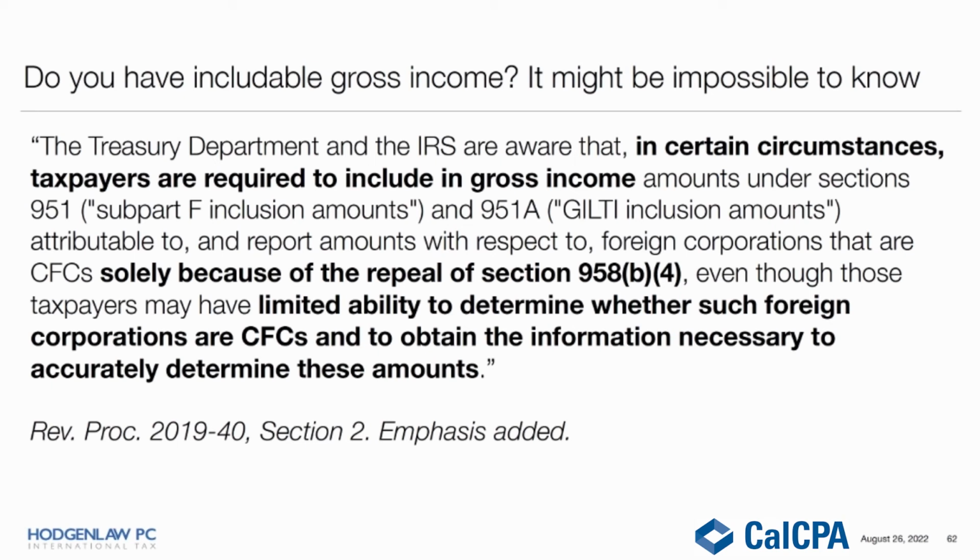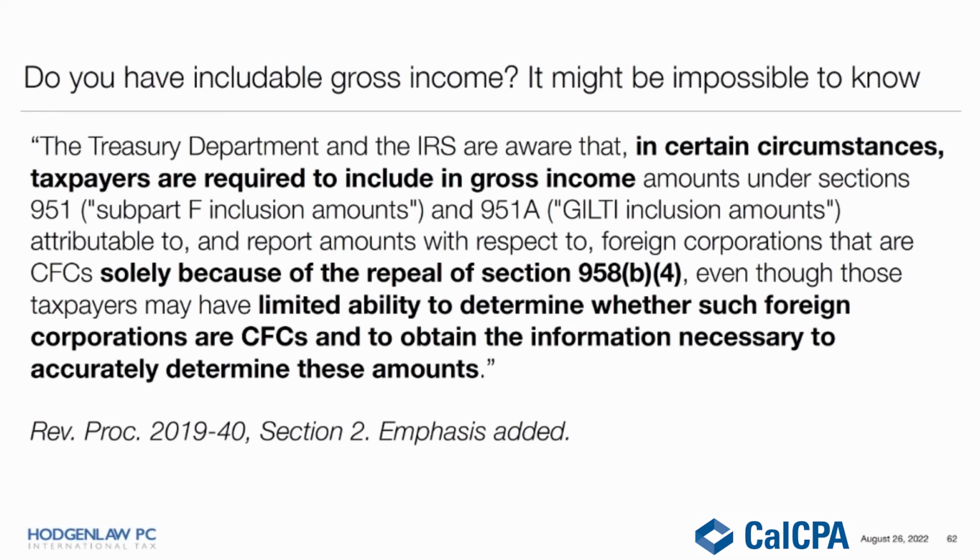And if I do or don't, how much? Don't know. And so you would be unable to, even if you decide you are a category five filer, complete the required schedules properly. So you'd be out of substantial compliance, and there's your instant $10,000 penalty. So they recognize this as a practical problem, caused solely by the repeal of Section 958(b)(4).